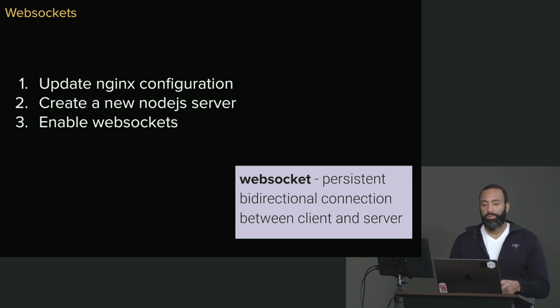So for this exercise, we're going to update our Nginx configuration because it's got to know it's a WebSocket connection or what to do with it. We need to create a new Node.js server, but this time we're going to use Express to make things a little bit faster. And then we're going to enable WebSockets. And we might have to write a little bit of HTML for this one too. I know, HTML. Maybe a little bit of JavaScript in our HTML too.